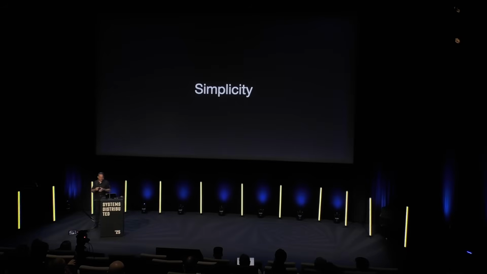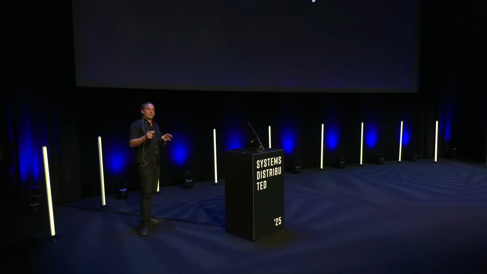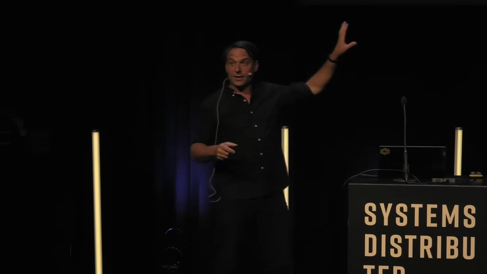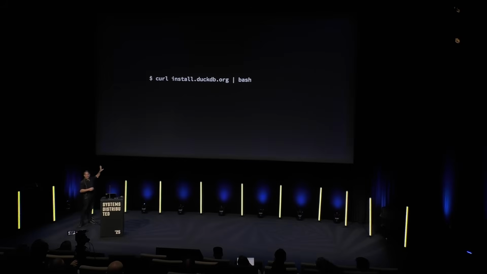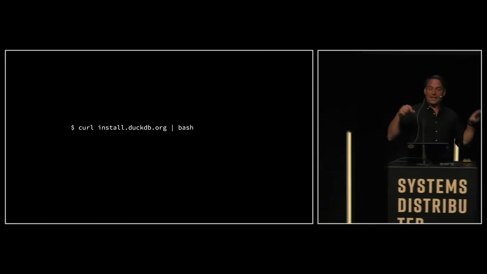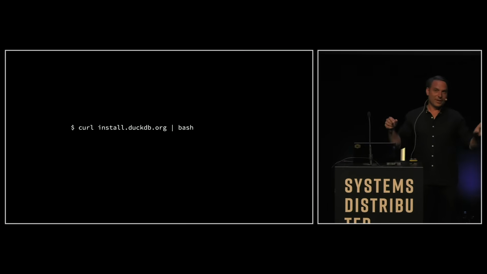Let's talk about simplicity first. I'm going to walk you through the very involved installation process to get DuckLake up and running, okay? Are you ready? Everybody's ready? Okay, you have to install DuckDB. There are various ways of installing DuckDB. This is the easiest one, if you trust us enough: curl install.duckdb.org, pipe bash. You can look at the script, it's fine. It just downloads our binary. So you do that. Okay, we've done that.